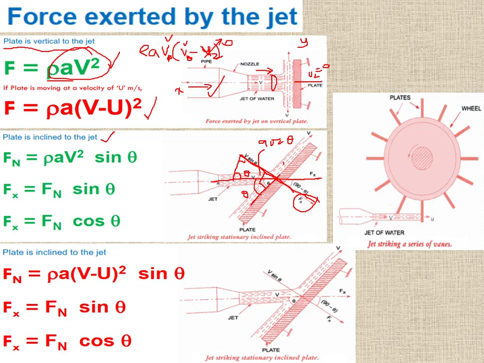If this is vector v, what would be the component normal to the plate? That is v sine theta. Only v sine theta will contribute to produce a force on the plate normal to the plate. So that is rho a v squared sine theta.